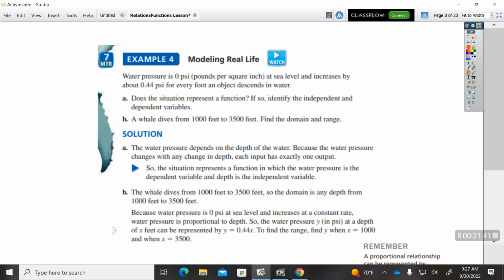So first of all, we did some of this last class, so hopefully it'll be a refresher. But look over here. You have two things on the first sentence here. You have water pressure is 0 psi. It increases by 0.44 pounds per square inch for every foot an object descends in the water. Right? So which one's causing which? When the water pressure changes, does it make things go deeper? Or when things go deeper, it changes the water pressure? When things go deeper, it changes the water pressure.